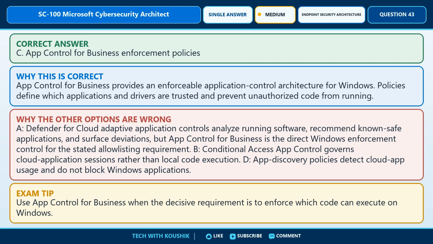Why are the other options not correct? A. Defender for Cloud adaptive application controls analyze running software, recommend known safe applications, and surface deviations. But App Control for Business is the direct Windows enforcement control for the stated allow listing requirement. B. Conditional Access App Control governs cloud application sessions rather than local code execution. D. App discovery policies detect cloud app usage and do not block Windows applications. Exam tip. Use App Control for Business when the decisive requirement is to enforce which code can execute on Windows.